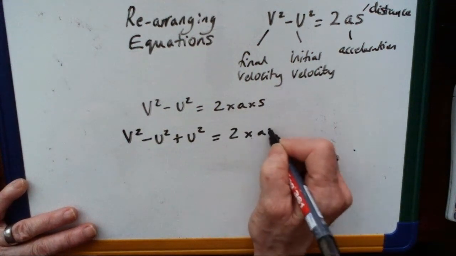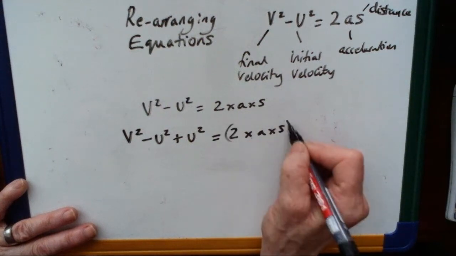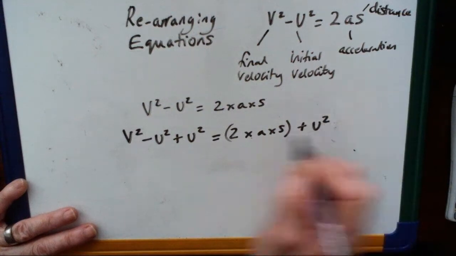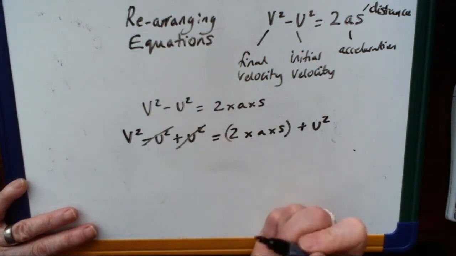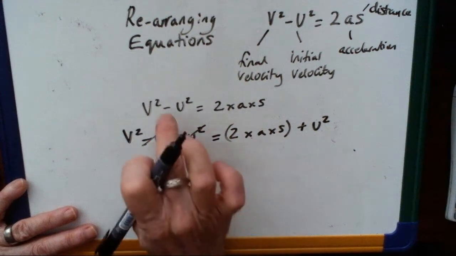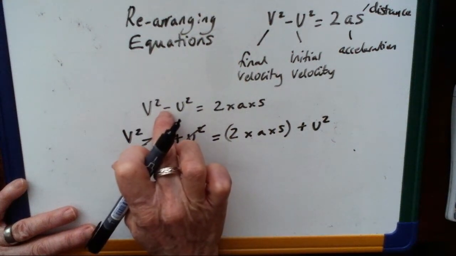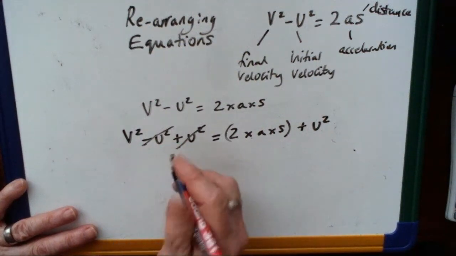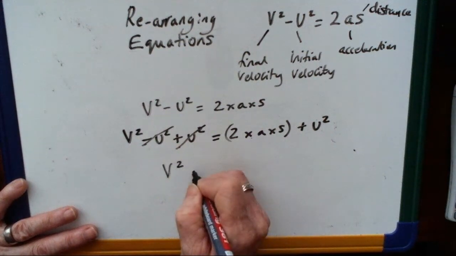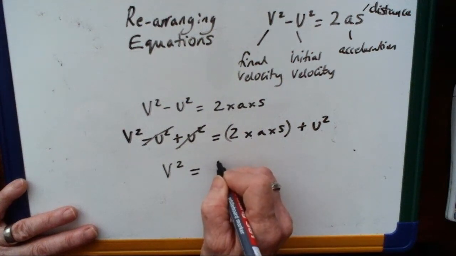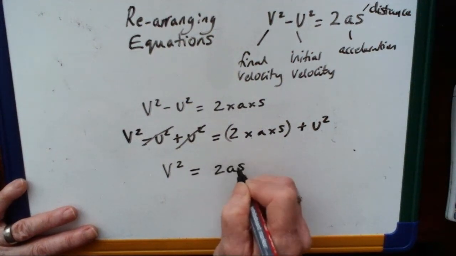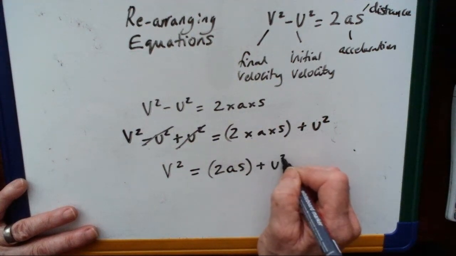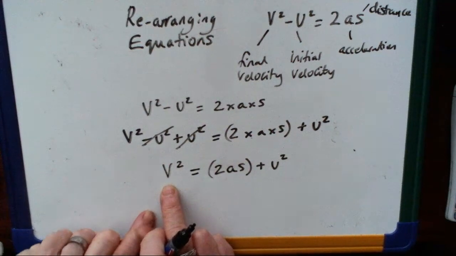and do the same to the other side of the equation, remember those are multiplied together. Okay, now these two cancel out. Just remember this is not multiplied by, this is minus, so to get rid of it we have to add it on this side. That leaves v squared equals 2as, 2 times a times s plus u squared. So we've still got v squared at this point.